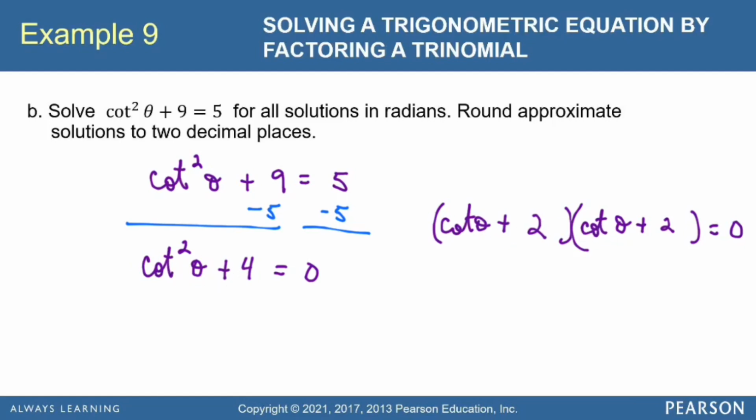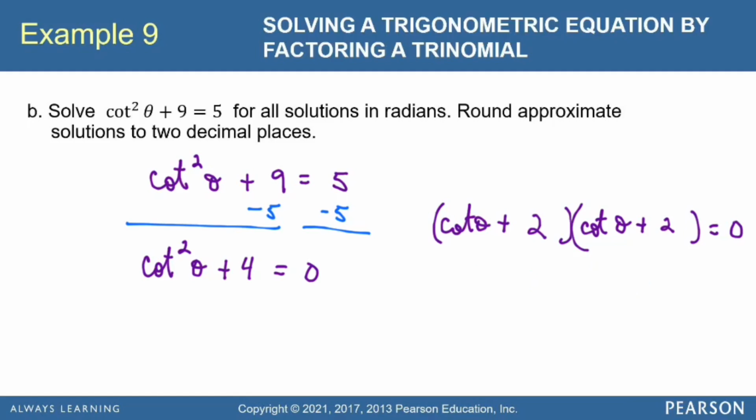So first times first would be cotangent squared theta. Outer times outer plus inner times inner would give us 4 cotangent theta for our middle term, and last times last makes plus 4. So we do get our cotangent squared theta and our plus 4, but we've got this middle term, which is not supposed to be here. So we know that this factoring is wrong.